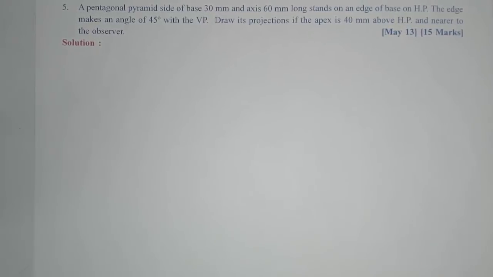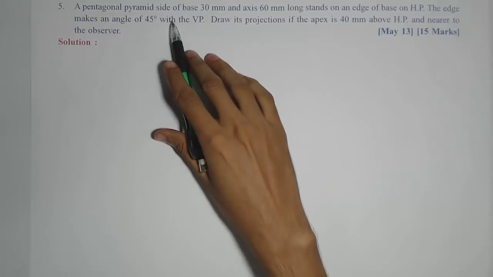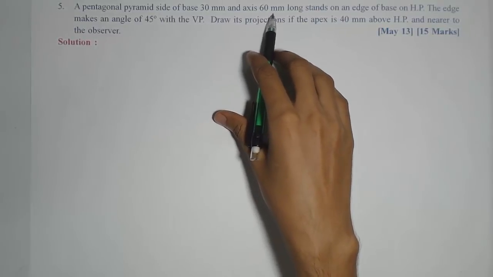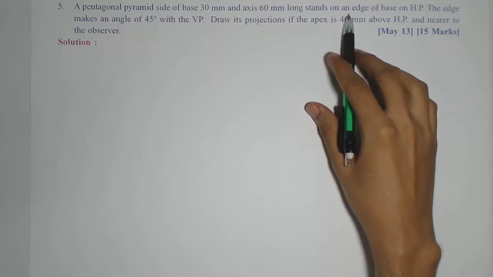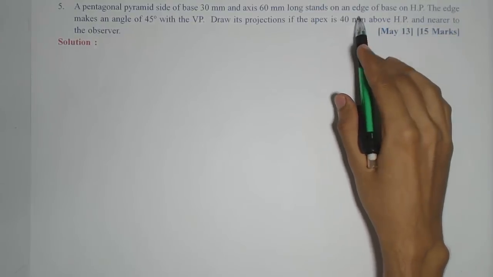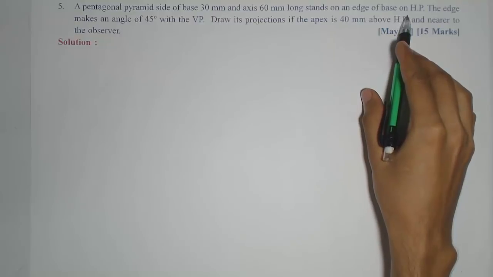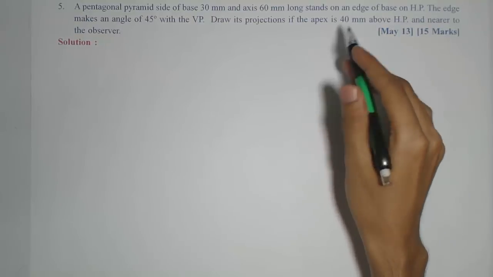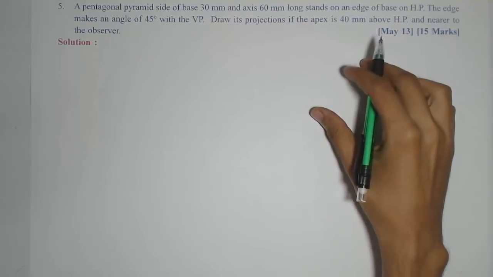Now fifth problem on pyramid. A pentagonal pyramid, side of base 30 mm and axis 60 mm long, stands on an edge of base on the HP. So again, if it is lying on one of the base edge on the HP, my assumption for the first stage will be the entire base is lying on the HP.